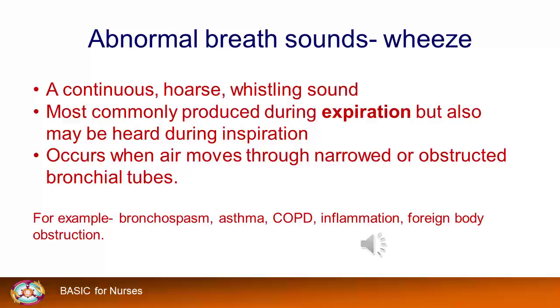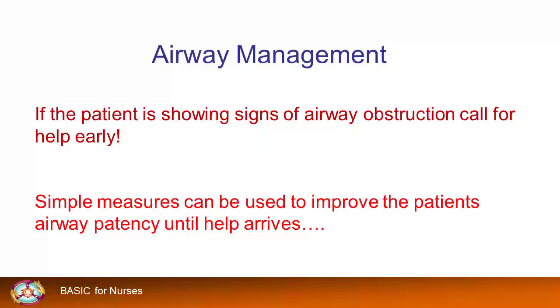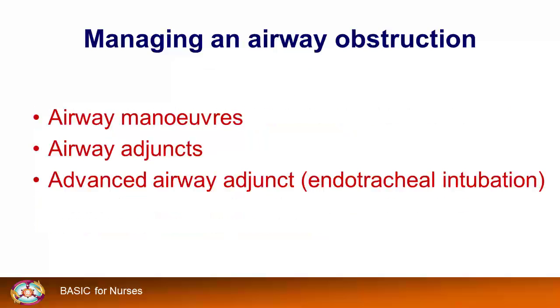It may be caused by bronchospasm, asthma, COPD, inflammation, or a foreign body obstruction. If the patient is showing any signs of airway obstruction, call for help early. There are some simple measures that can be used to improve the patient's airway until help arrives. The simple measures to improve airway patency include airway maneuvers, airway adjuncts, and an advanced airway.